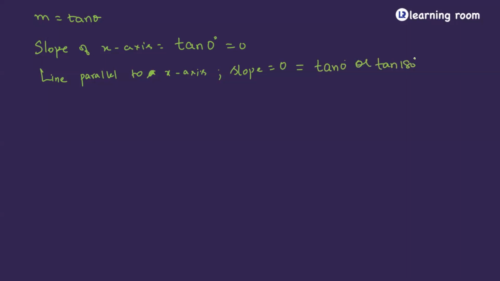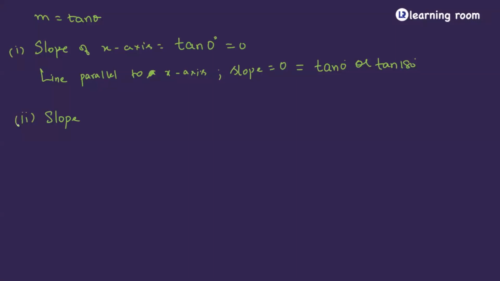So why I'm telling this statement is, going forward, if someone tells you that the slope of a line is 0, then what are the two possibilities? It can either be the x-axis or it will be a line parallel to the x-axis. These are the two possibilities.